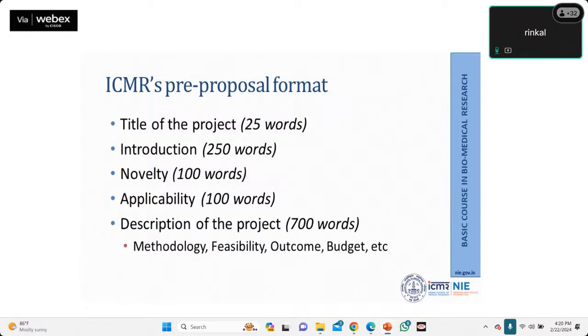Different agencies may have their own requirements and formats, but the generic structure we have discussed can be fitted into the required format of different agencies. So ICMR requires this format for extramural projects.